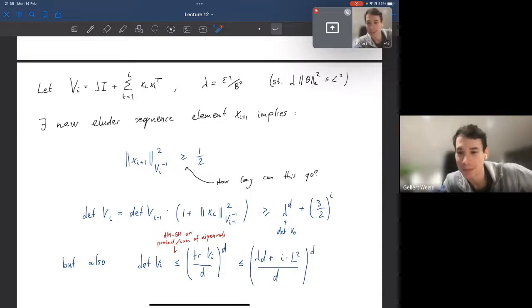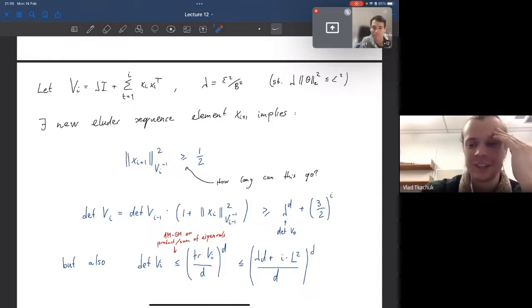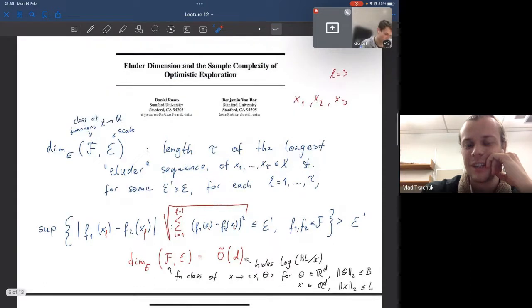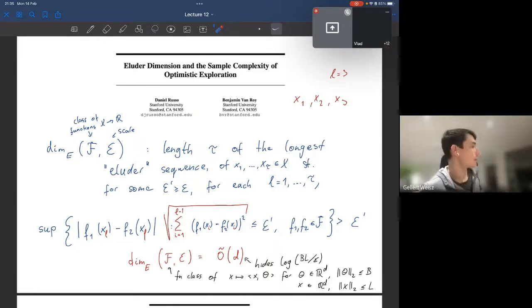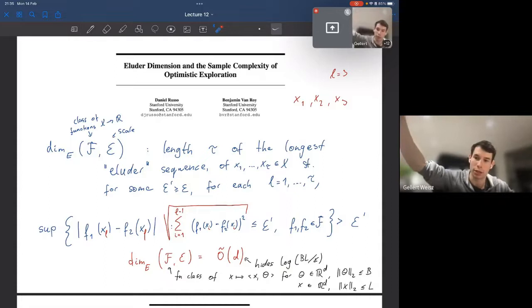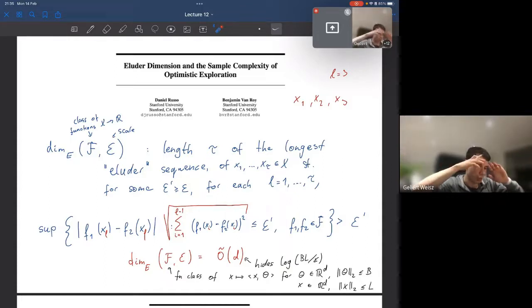Yes? Just one quick question about the Luger dimension, that set X from which we get our X1, X2, whatever. Does that need to be discrete? If it's continuous, can't we just have an infinite sequence of some small interval for which this will always hold? It is continuous, but in this case, it has to be bounded. So this is like an L2 ball, right? Okay. So why can't this be an infinitely long sequence?